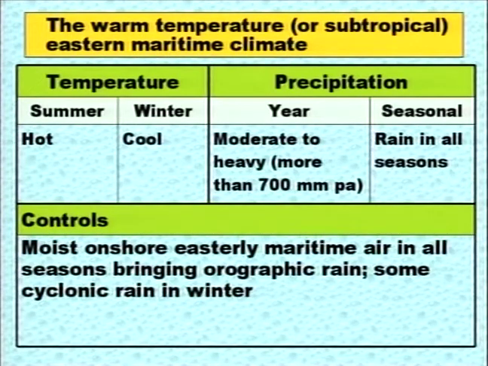But again, before we do that, we note the temperature in the warm temperate eastern maritime type climate. Summer is hot, winter is cool. Precipitation is moderate to heavy, and rainfall is usually more than 700 millimeters per annum, or per year. In terms of seasonal distribution, precipitation is experienced in all the seasons. Controls of the warm temperate eastern maritime climate: the moist onshore easterly maritime air in all seasons, bringing orographic rain and also some cyclonic rain in winter.